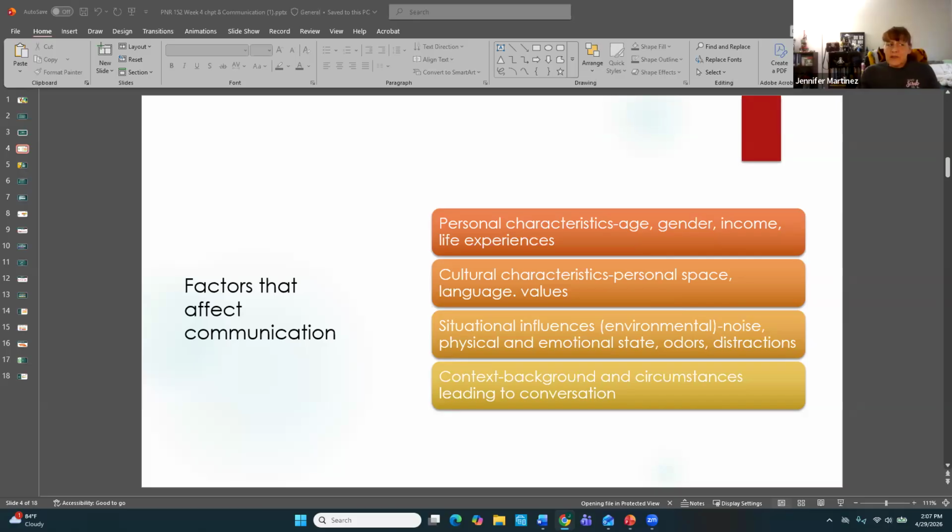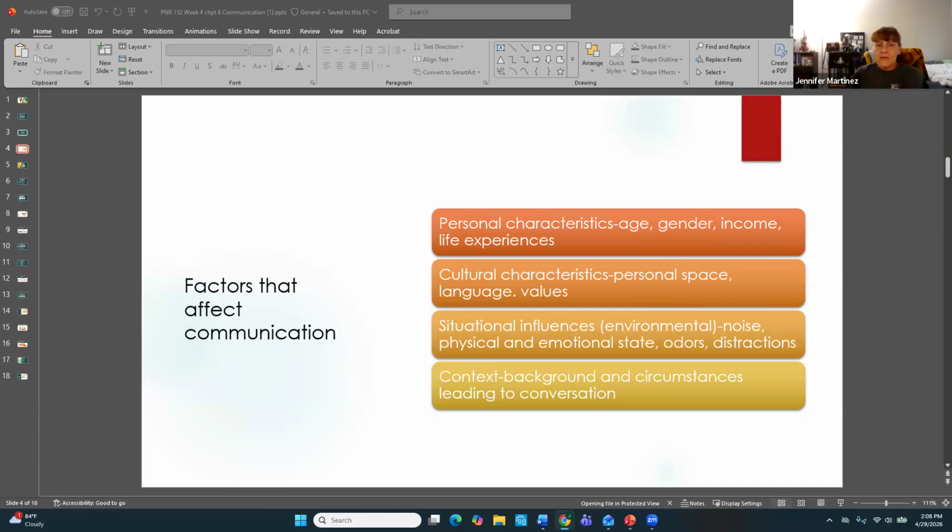There's situational influences. So everybody's been to a clinical, right? How many have walked into, sorry, a client's room and the television's on 100, right? And you have to go in and have a conversation with that person, right? So I have to remove some of those environmental noises to make sure that they're able to hear us or we're able to hear them.